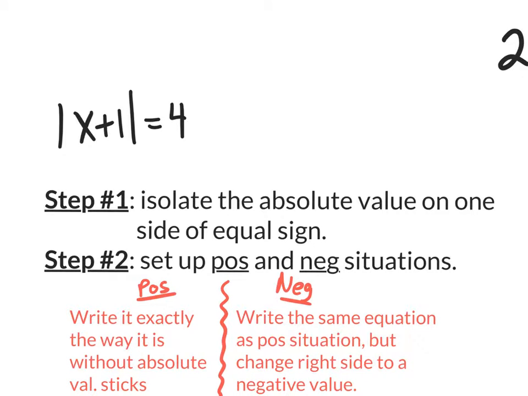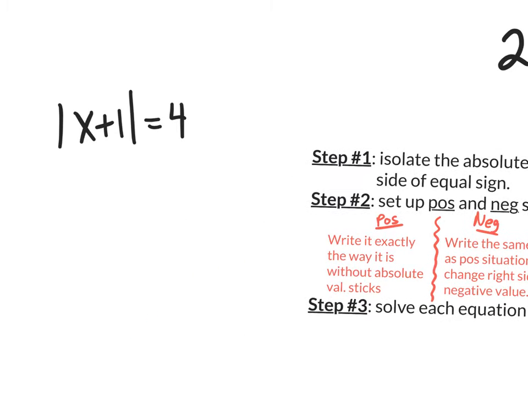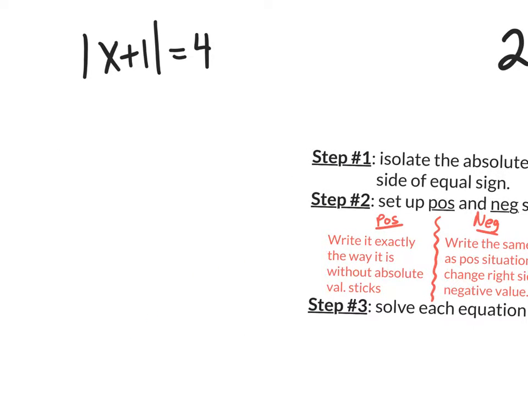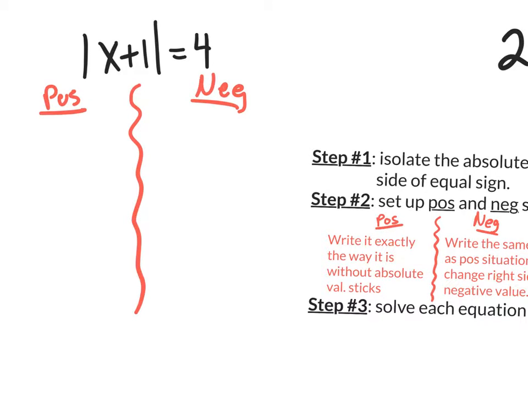As a matter of fact, on today's complete homework assignment, they're all going to be done for us. They're all going to be isolated. So step 1 is insignificant. Okay? We're all going to move on to step 2, set up the positive and the negative situations. So when I solve an absolute value equation, I actually write pos, I write neg, I underline them, I put a squiggly line between them, and then I show my work.